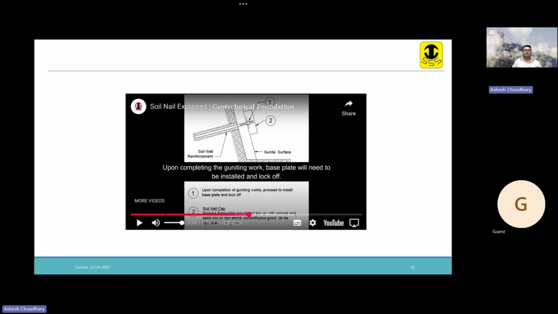After pumping the concrete, what do you do? You make the gunite surface. Guniting means you spray concrete, which is also known as shotcreting. You spray concrete on that surface with the help of a gun. And after the surface guniting work is done, you put this base plate.